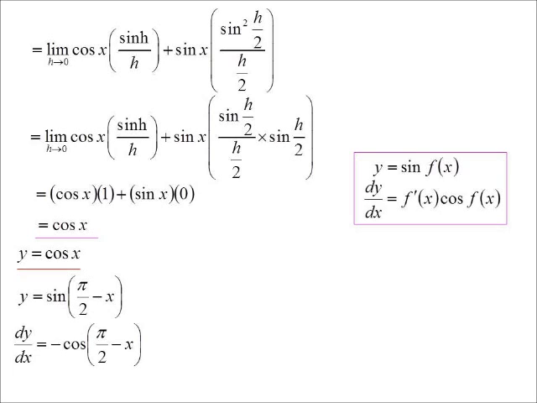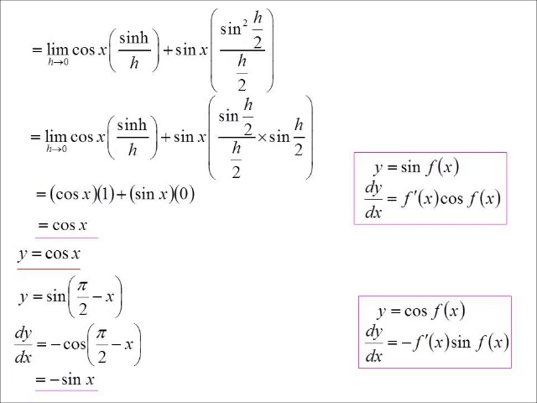But again, I'll use complementary ratios. And that becomes minus sine x. So sine goes to cosine, but cosine goes to negative sine. So in general, again, if we've got the cosine of some function, we'll differentiate the function, and then the cosine goes to negative sine. The angle does not change.